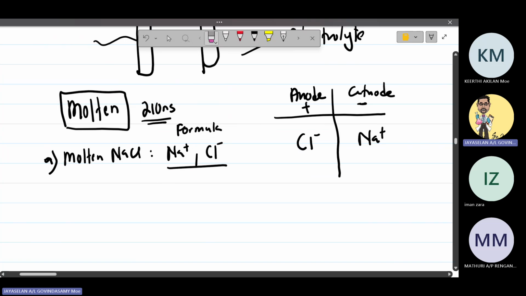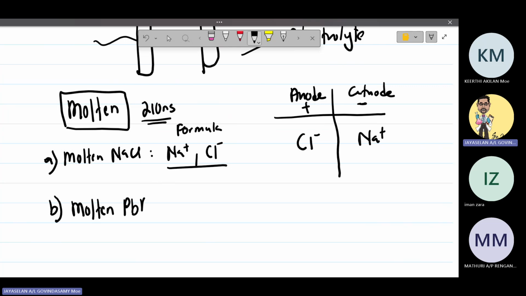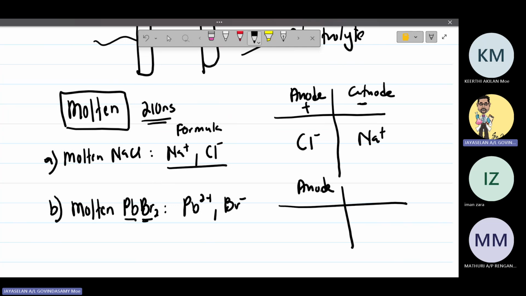If, let's say, part B, they put the word molten: molten lead(II) bromide. How many ions do you take? Only 2 ions. What are the ions? You take Pb2 positive, comma, bromide ion, Br negative. Then you draw the box like this: anode is positive, and cathode is negative.